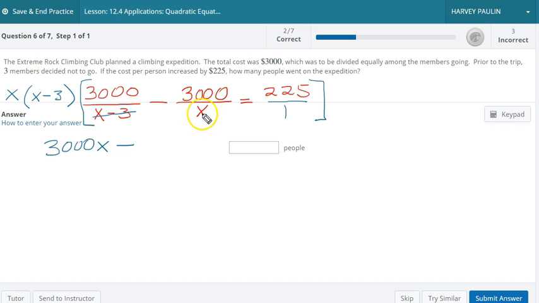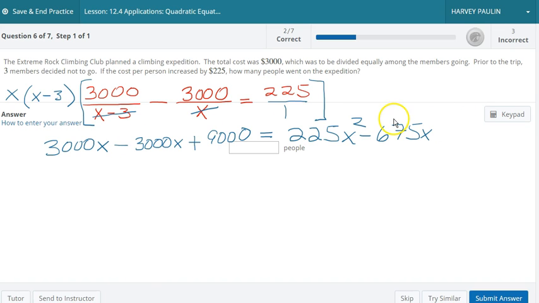Now here the X cancels out with this X, but now I have to multiply this by this term. So this is going to be, and let me just do that. And here, in a sense, this X goes away, and it's X minus 3 times a negative 3,000 gives you a negative 3,000X, plus negative 3 times negative gives you a positive 9,000.